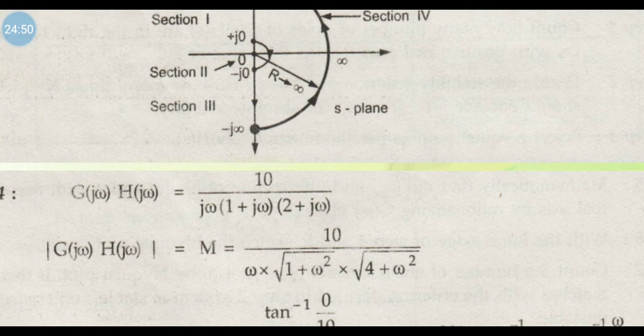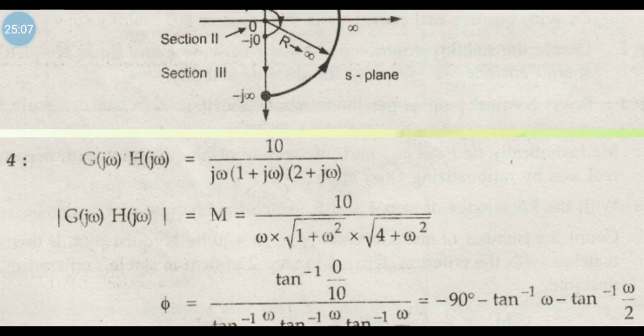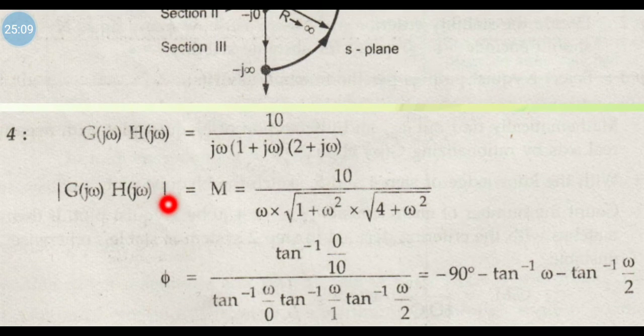Then G of j omega, H of j omega is 10 divided by... So substitute S as j omega. Wherever there is S, substitute it as j omega. So G of j omega, H of j omega is 10 divided by j omega into 1 plus j omega into 2 plus j omega. So find the magnitude. Magnitude M will give you 10 divided by omega into root of 1 plus omega square into root of 4 plus omega square.